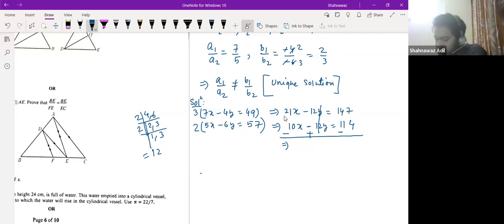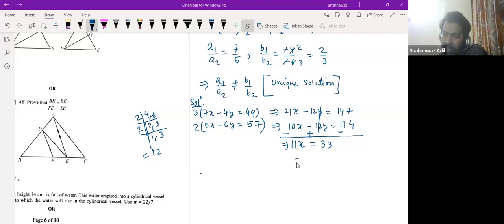So 33. 33 is the right hand side. I'm asking about this one: 21x minus 10x. So that is 11x, right? And then this one is 33. Right, this one is cancelled.